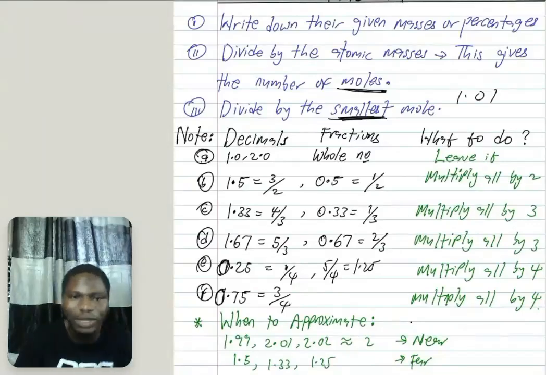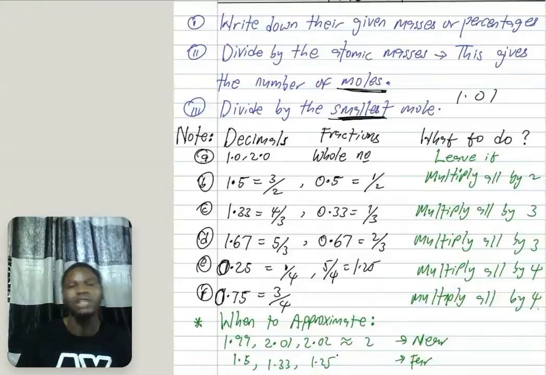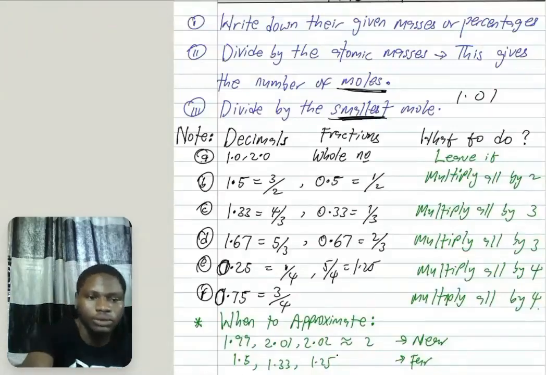We approximate when that number is very, very close. See 1.99, 2.01, 2.02. All these are very near. You can just approximate them to 2. But if you have a number like 1.5, don't approximate this to 2, please. Change it to your fraction. 1.33, don't approximate this. Just change it to your fraction, 4 over 3. And 1.25, don't approximate this. Remember, 1.25 is 5 over 4. Just change it, and that's all. So let's move to problem solving.